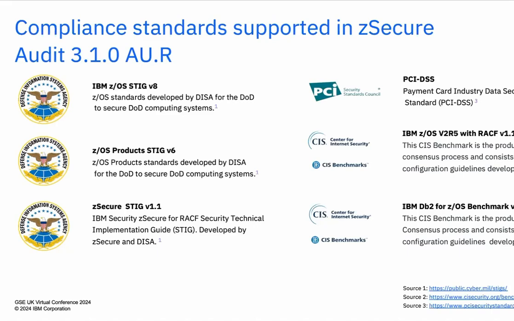So we have the PCI DSS. This is the Payment Card Industry standard. And the two other new standards are published by the Center for Internet Security, CIS. These are CIS benchmarks. Currently, we have them for RACF, and we have started working on the DB2 compliancy right now. We have already been able to publish a number of controls. If you click on the links below, source 1, 2, and 3, you can go directly to the different standards and download them yourself.